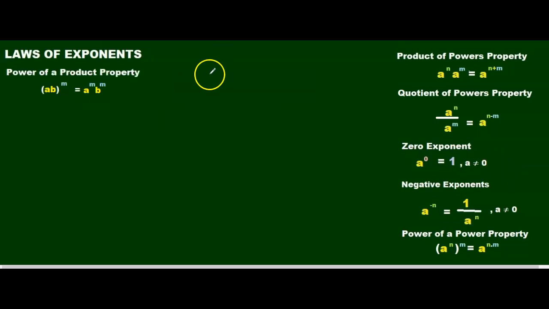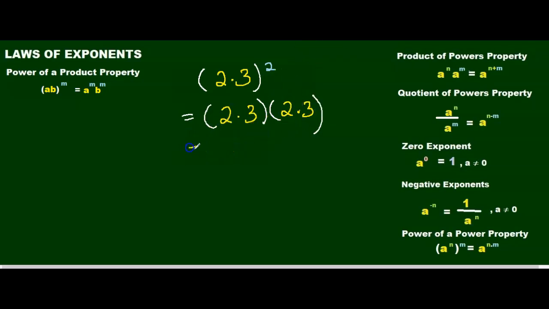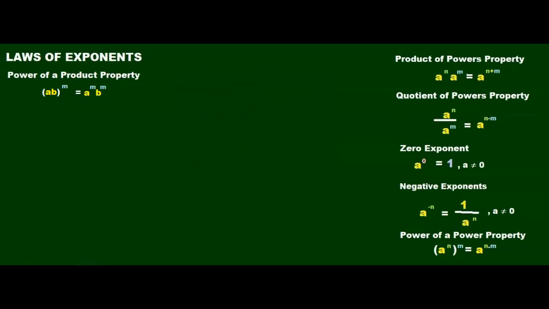Why is this so? Let's say we have 2 times 3 to the power of 2. That means we have 2 times 3 times itself again, which is 2 times 3. Now we have 2 2's, so that gives me 2 squared, and 2 3's, which gives me 3 squared, which is the same as our power of a product property as shown. Okay, let's do an example.